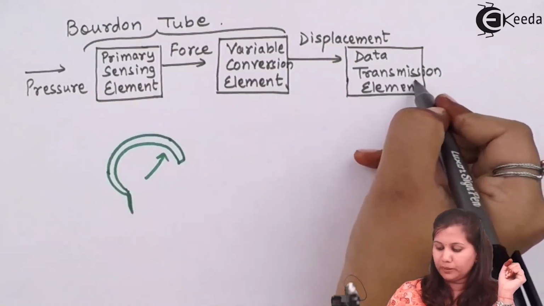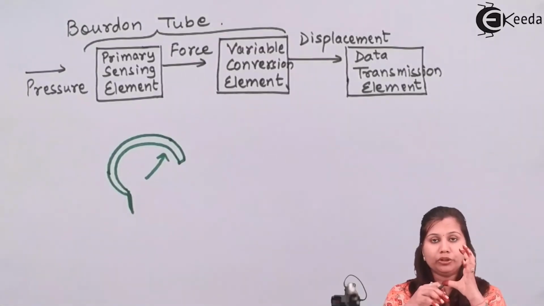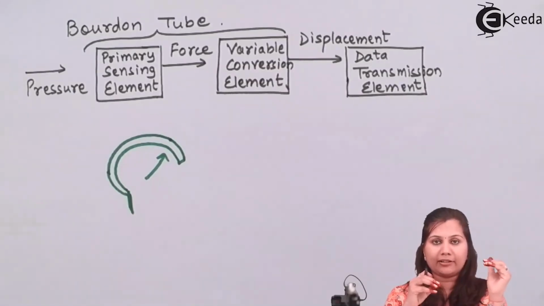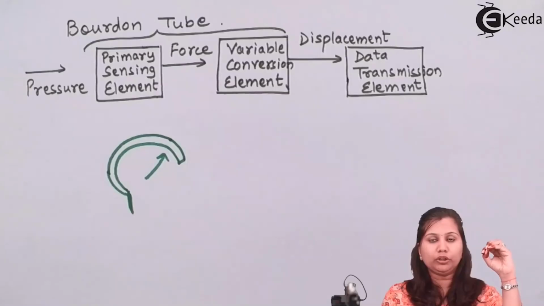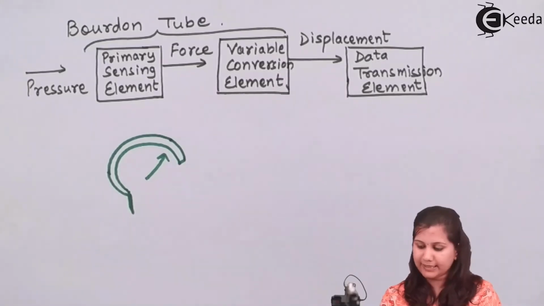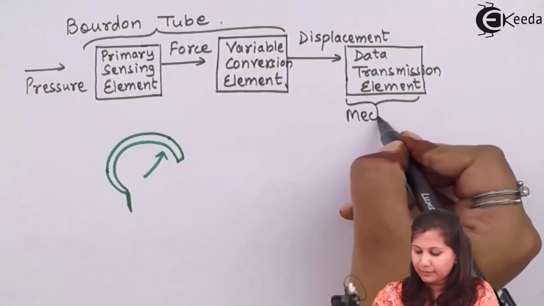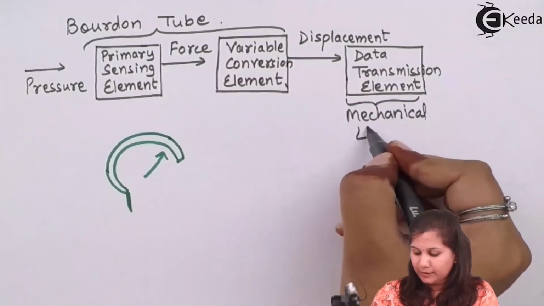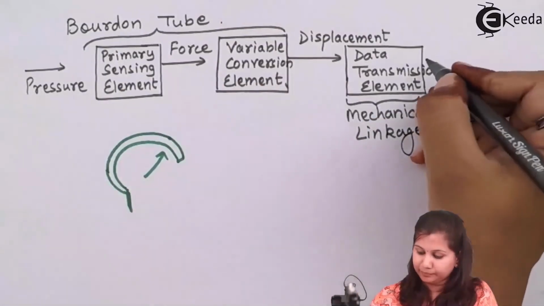Through the Bourdon tube, a gearing mechanism is attached, and due to the displacement occurring in the Bourdon tube, the gearing mechanism rotates, and through the gearing mechanism a pointer is attached, and this pointer is going to deflect over the scale. So the pressure in the Bourdon tube is converted into displacement, and this displacement can be measured with the help of the pointer deflection over the scale. Here the data transmission element is the mechanical linkage, which is connecting the Bourdon tube with the pointer, with the gearing mechanism.